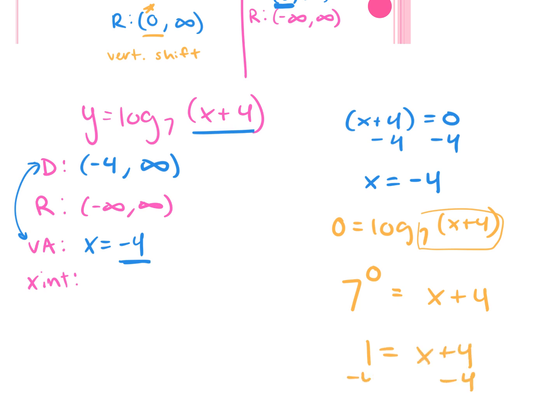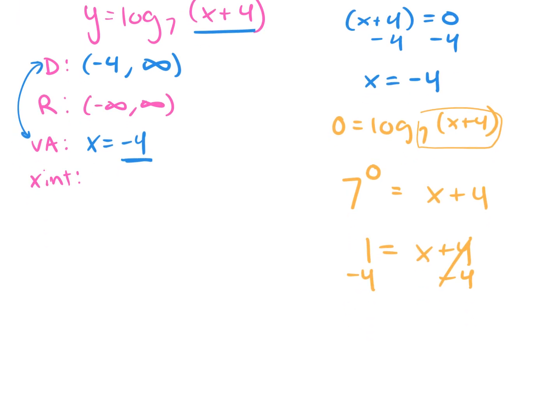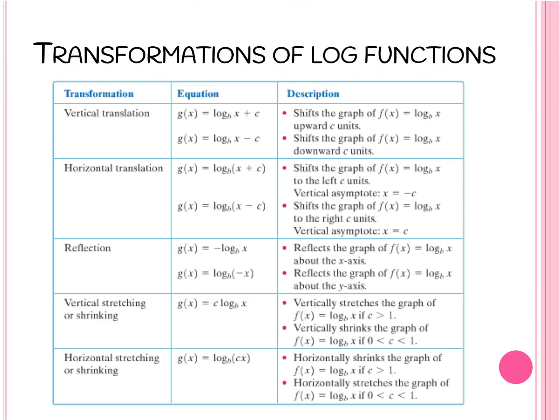Subtract 4 on both sides. What's our x-intercept? Awesome. X equals negative 3. So as an x-intercept, we'd say negative 3 comma 0. Perfect. All right, so we have transformations of our log functions.